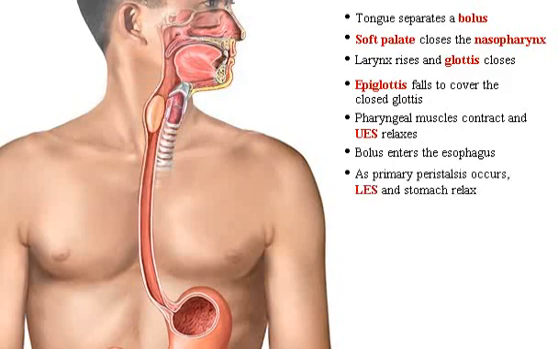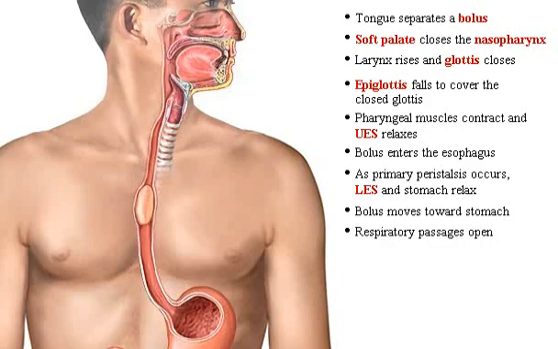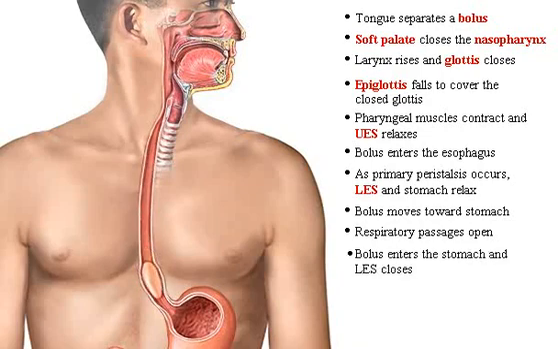As primary peristalsis begins in the esophagus, the lower esophageal sphincter and proximal body of the stomach relax. The peristaltic wave is propagated by sequential activation of the muscles of the esophagus. As the bolus of food progresses, the larynx, tongue, and soft palate revert to their original positions and respiration resumes. The bolus enters the stomach and the lower esophageal sphincter closes, preventing regurgitation.